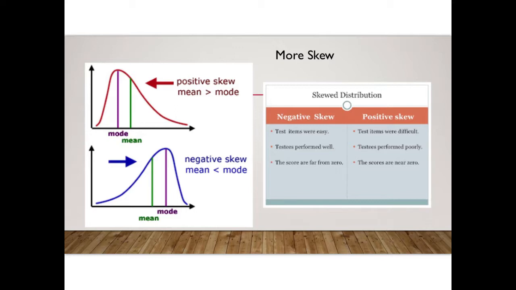Negative skews, the reasons for it: the test could be easy and the test takers performed well. Meaning if I look at the negative skew, the mean is less than the mode. In the positive skew, the test was too difficult, which means the mean score was higher than the mode, or the test takers were closer to 0.